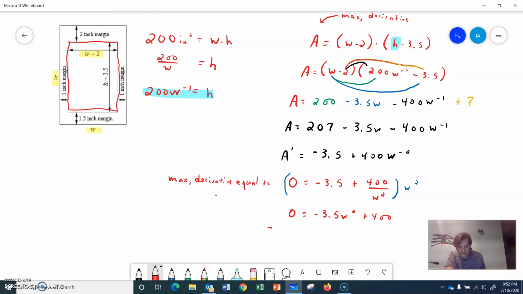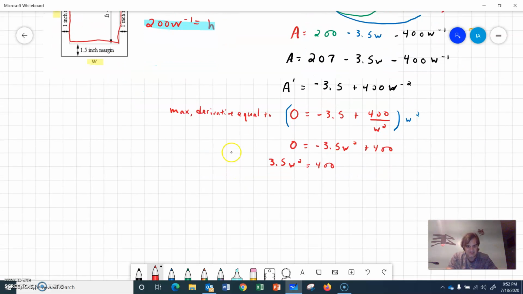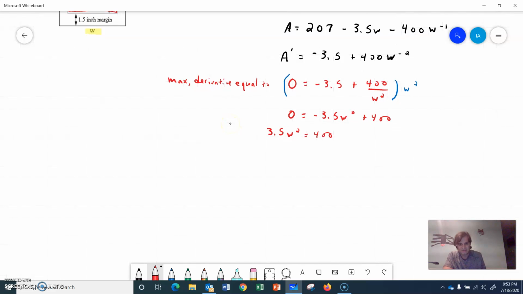We'll bring things over to one side, be 3.5 W squared equals 400, and we'll divide by 3.5. Looks like I gotta use more paper here. So we'll divide by 3.5. We'll pull out my calculator in a minute. Maybe it'll be something good. But W squared equals 400 divided by 3.5. Ooh, not good at all. So I'll just go ahead and write the number here, 400 over 3.5, and I will take the square root.